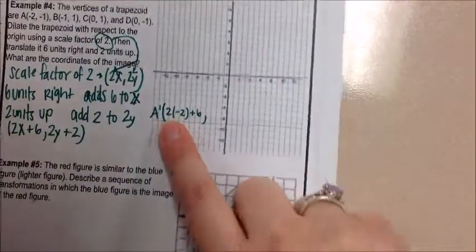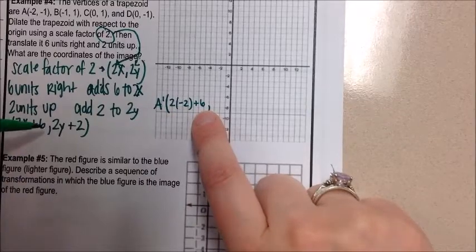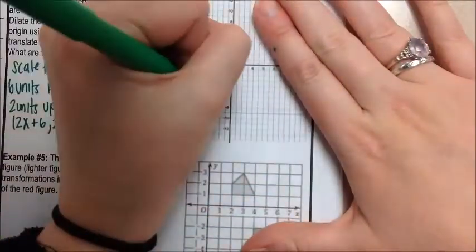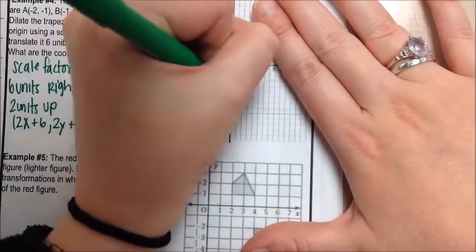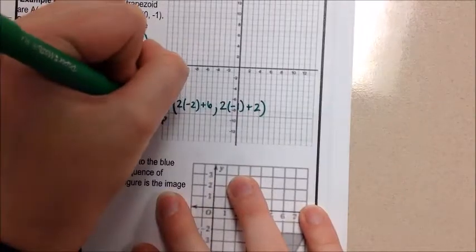Okay, so there's the x. I've multiplied the x coordinate by 2 and added 6. Okay, I'm going to multiply the y coordinate by 2 and add 2. So 2 times -1 plus 2. We'll come back to that in a second. I'm going to do this to all of them.